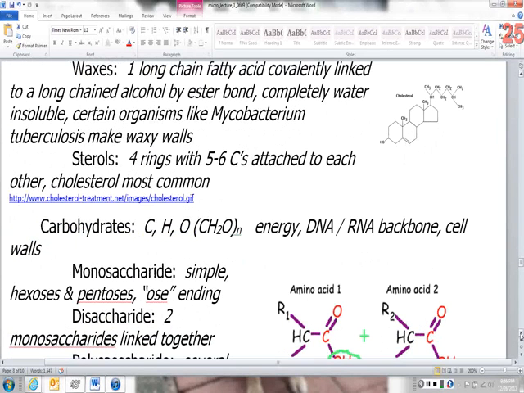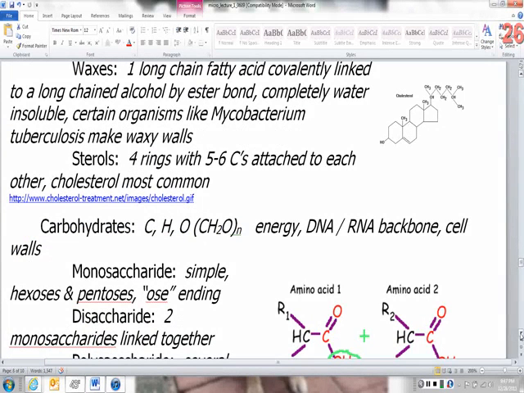Waxes are made from one long-chain fatty acid covalently linked to an alcohol by an ester bond. Waxes are completely water-insoluble. Certain organisms, such as the mycobacterium, make waxy walls and need special stains as a result. The sterols are made of 4 rings each with 5 to 6 carbons attached to each other. Cholesterol is the most common sterol, although there are others in living organisms.